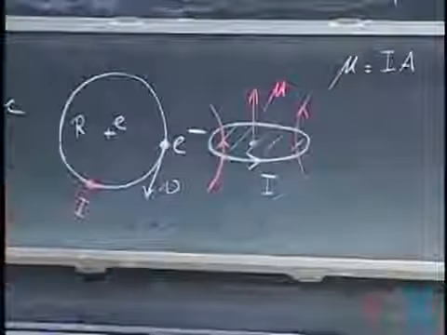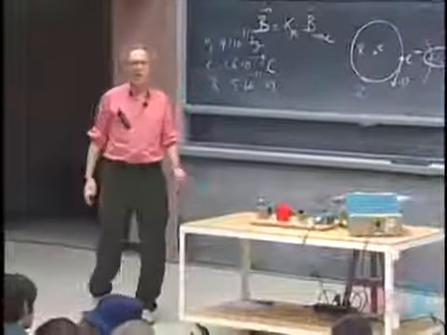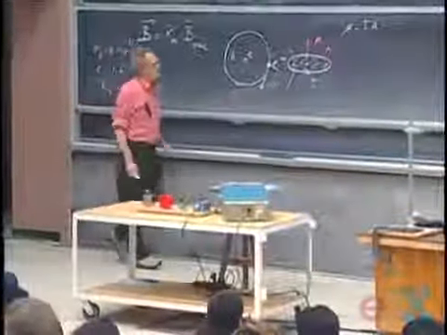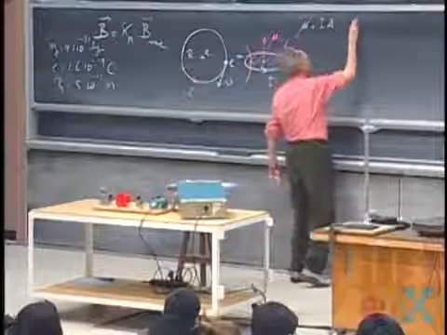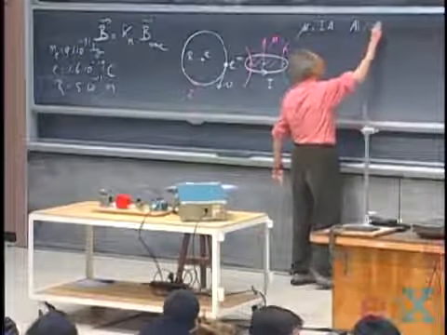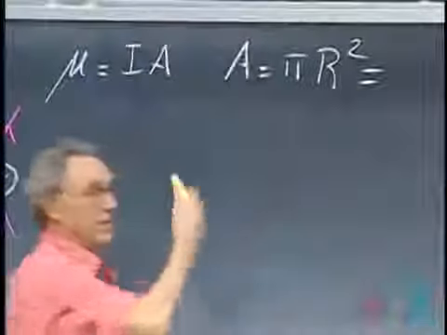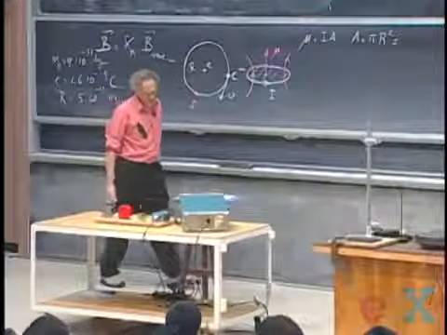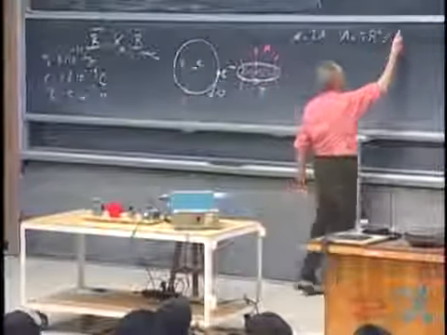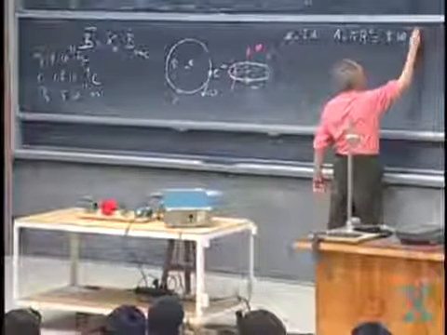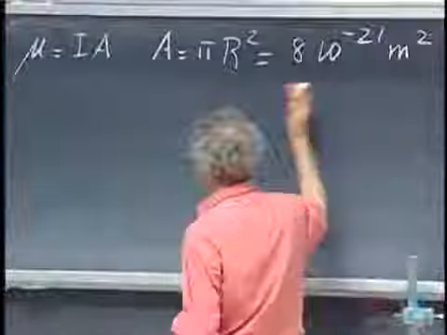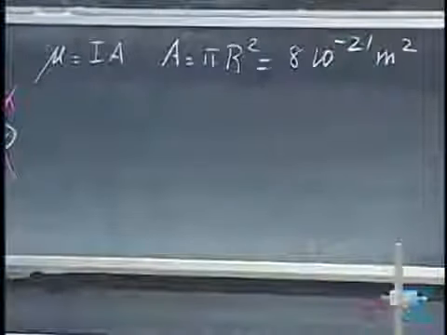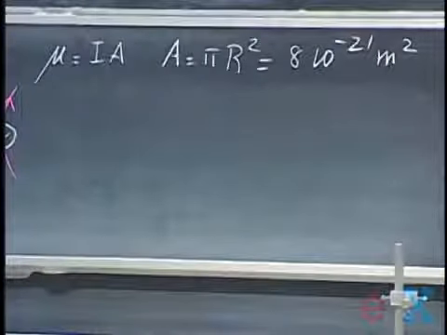Now the area A is trivial to calculate, that's pi r squared, r being the radius of the orbit. And so A, that's the easiest, is pi r squared, and if I use my 5 times 10 to the minus 11, then I find that this area is 8 times 10 to the minus 21 square meters. So that's easy. But now comes the question, what is I? What is the current? So now we have to do a little bit more work.